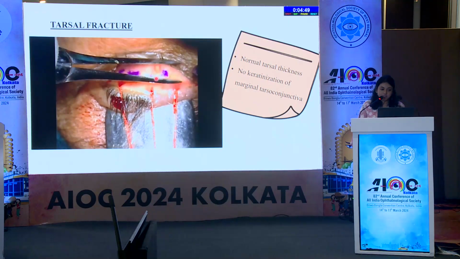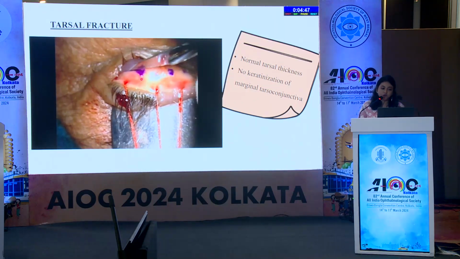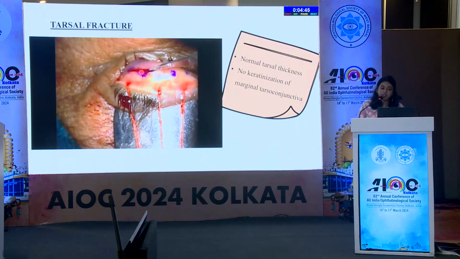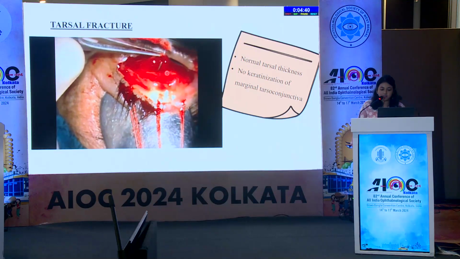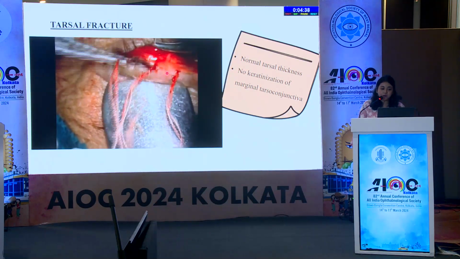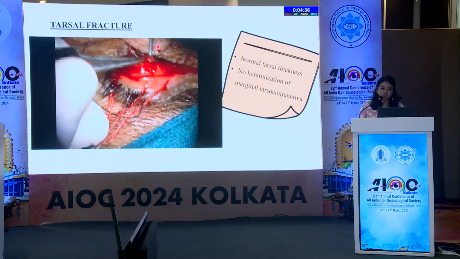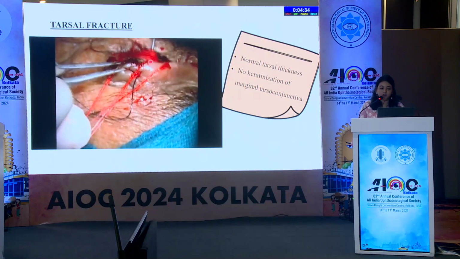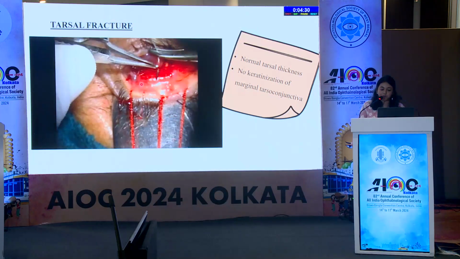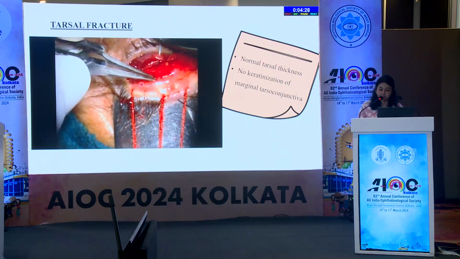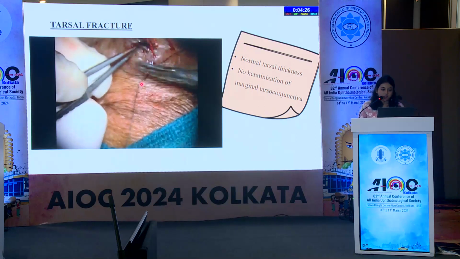So the lid is everted. An incision is given over the tarsus 4 mm from the lid margin. A full thickness incision is given through the thickened tarsus, and this is the orbicularis underneath it. As already seen previously by Shalu ma'am, the sutures are passed from the proximal end of the cut end of the tarsus to the distal end, and this comes out at the anterior lash line. These sutures are passed at 3 points: central, medially, and laterally.